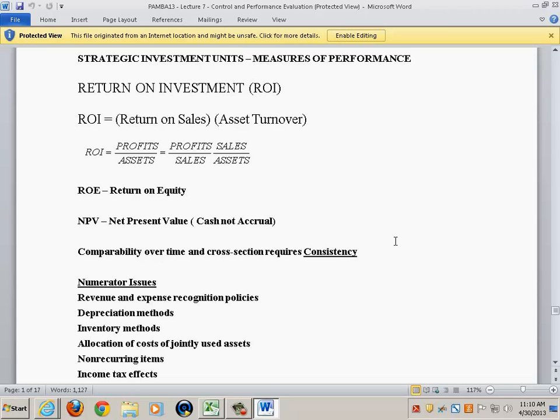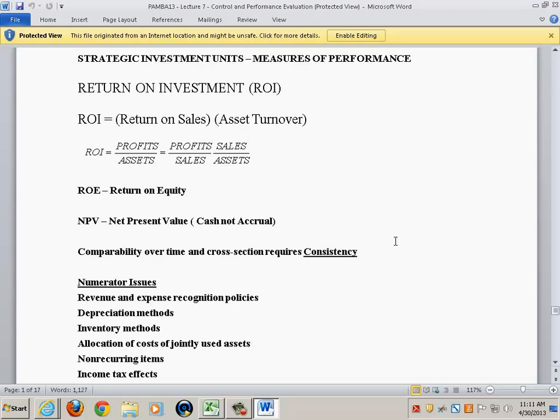Our subject today is measurement of performance for strategic investment units, where the strategic investment units can be the companies as a whole, and then within companies, strategic business units can be investment centers where the authority is delegated to make decisions over the procurement, deployment, and operation of productive assets. So we are dealing with measurements of those units.